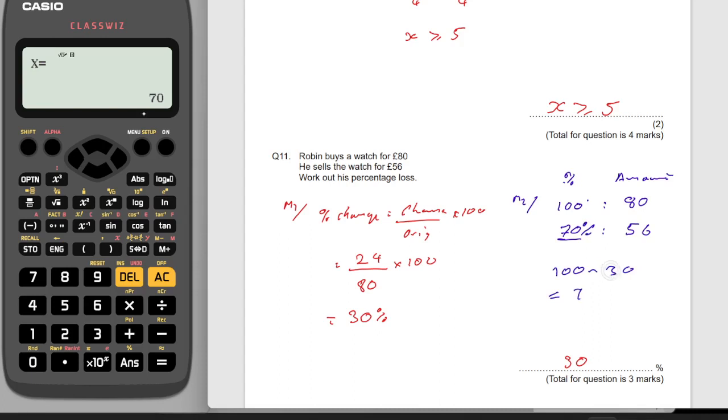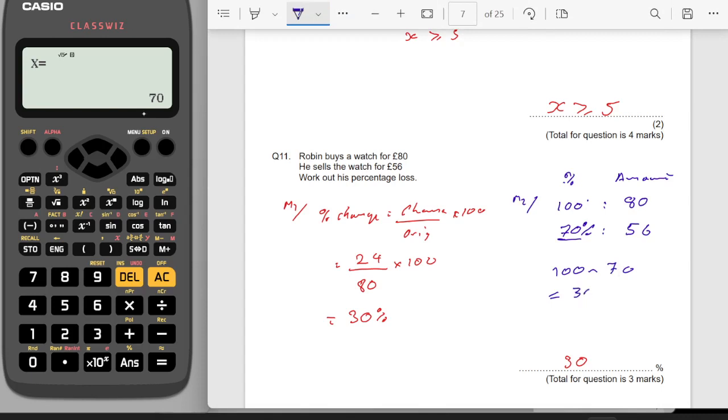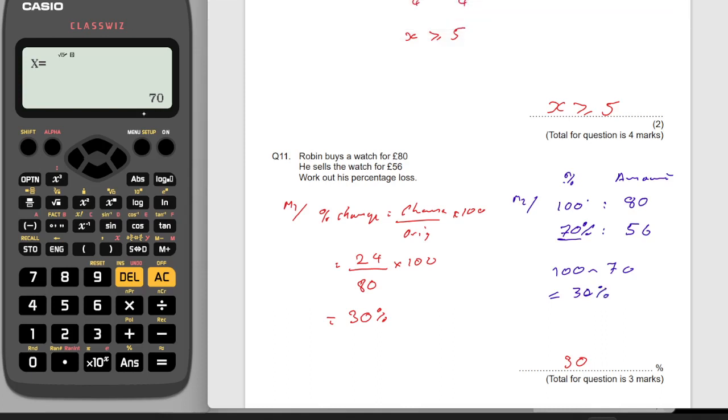I've miswritten that. If you're not confident with the ratio mode on your calculator, then I'd recommend you stick to that. But if you want to give it a try before your exam, get a bit more familiar with it, it is a useful mode.